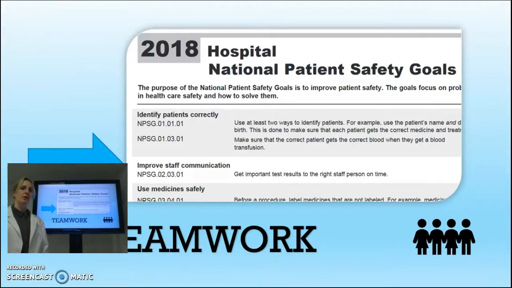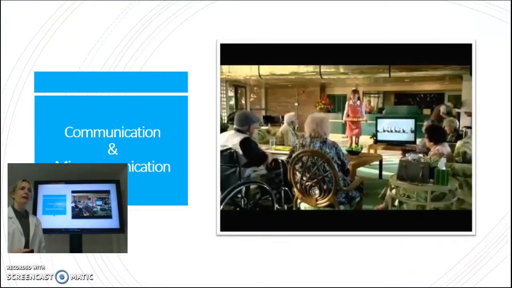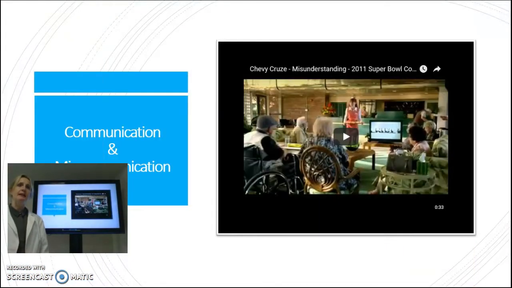Okay, excellent. We know that every time we come to simulation, how important communication is. We mention it, we talk about it, review Joint Commission safety standards. On the screen, we have: to improve staff communication, to get important results to the right staff person on time. Communication is this giving and receiving of information, and we do it in real life and in the hospital. But in the hospital, there are very specific techniques.